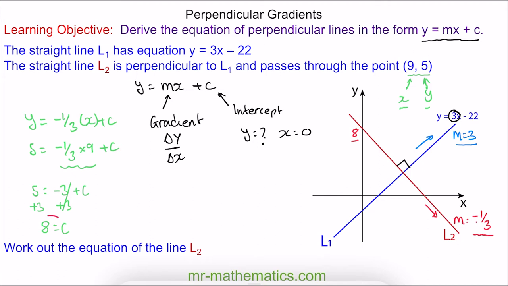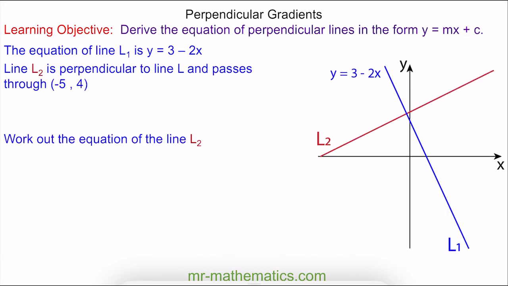We can substitute this value back into our equation again. So the equation of line L2 is y = our gradient, -1/3, of x plus c, which is 8. Okay, let's try the next question.